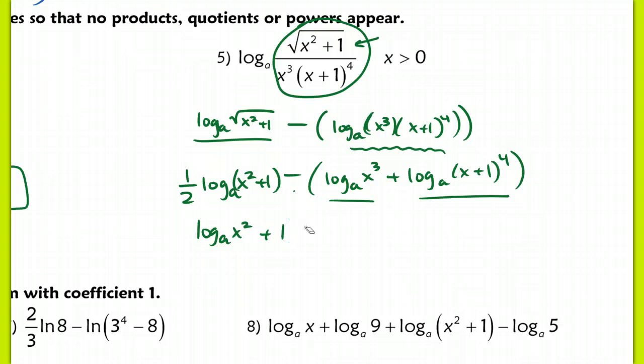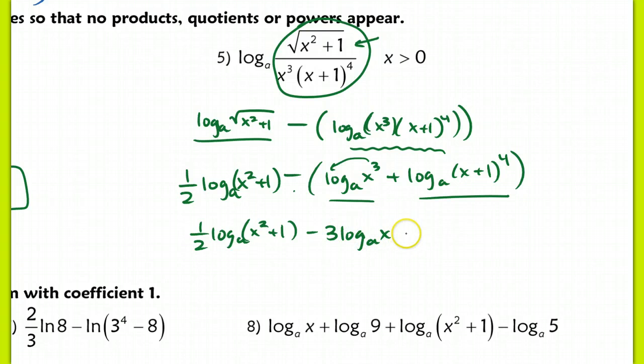Plus it helps too when you're rewriting your own answers in your own test. If you don't confuse that, you're less likely to make mistakes then. All right, now the rest of this, I'm just going to bring this part down because I'm almost done with my final answer here. I'm going to bring this 3 out in front, so I have negative 3 times the log base a of x minus, remember you're distributing here, 4 times, because I'm bringing that 4 out, times the log base a of x plus 1.